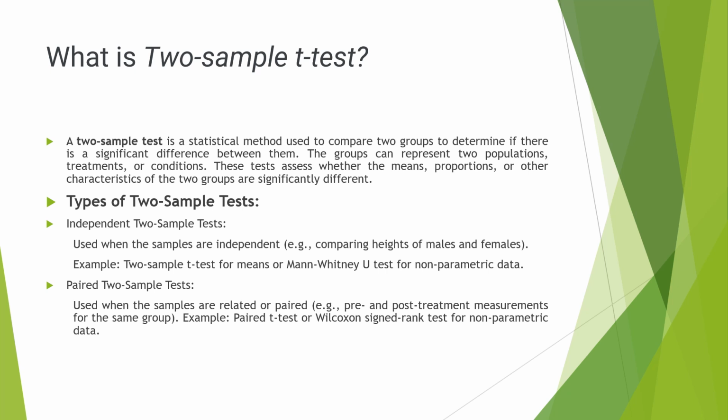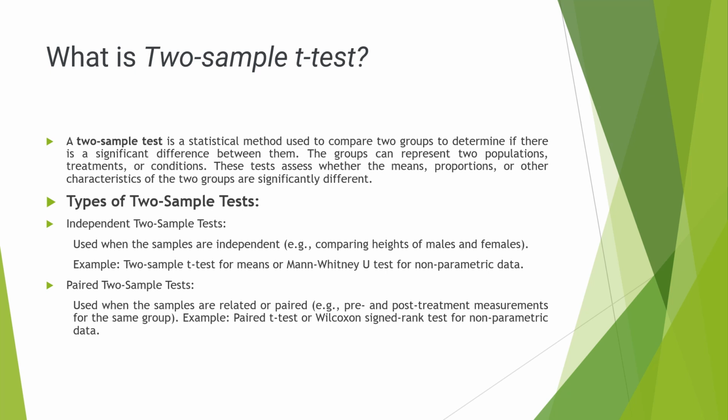Types of two-sample test. Independent two-sample test: used when the samples are independent. Example: comparing heights of males and females. Example: two-sample t-test for means or Mann-Whitney U test for non-parametric data.